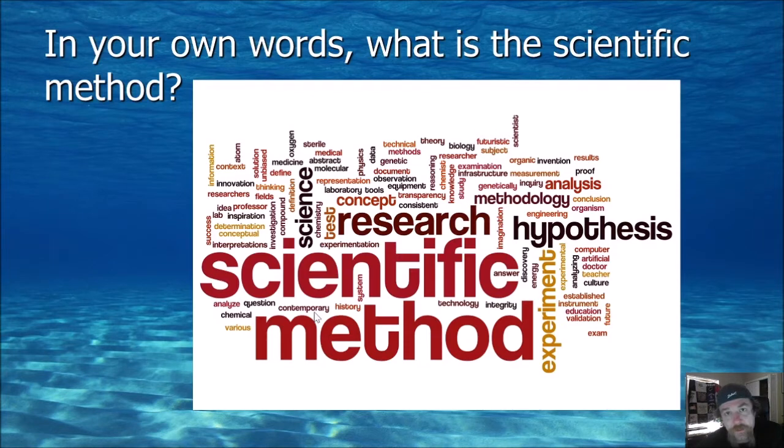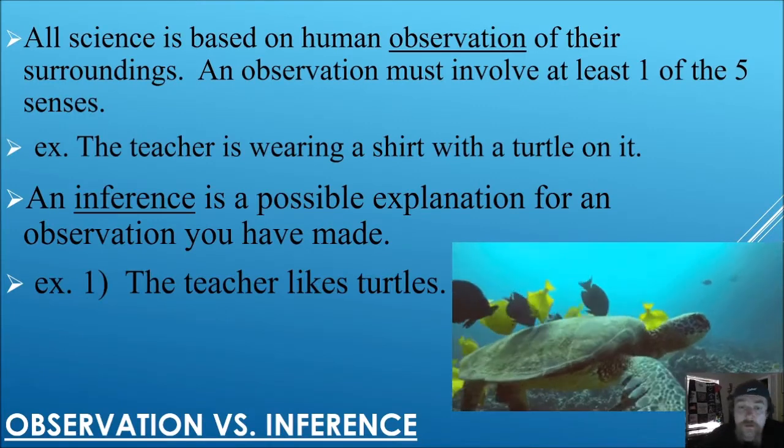What I would like you to do is open up your science journals. At the top of a page, write down scientific method. This is stuff that I want you to have in your science journal in front of you. As I go along, I want you to take notes. It might be different because this is on a video instead of live in class, but I want you to take notes as we go through. So let's jump right in.